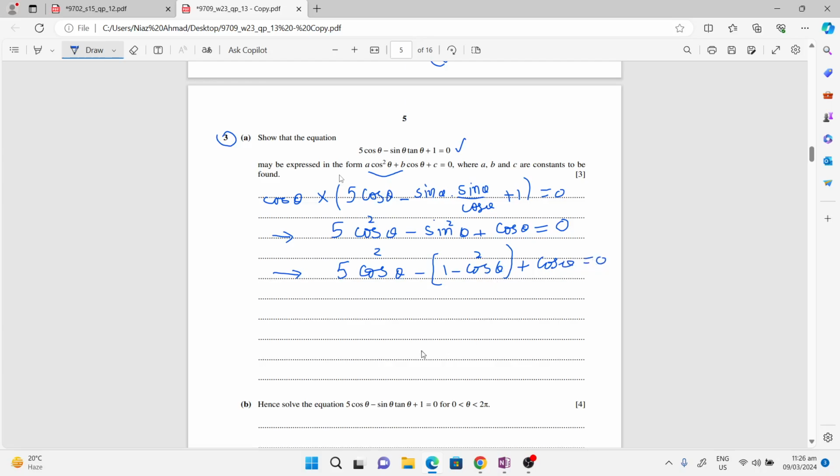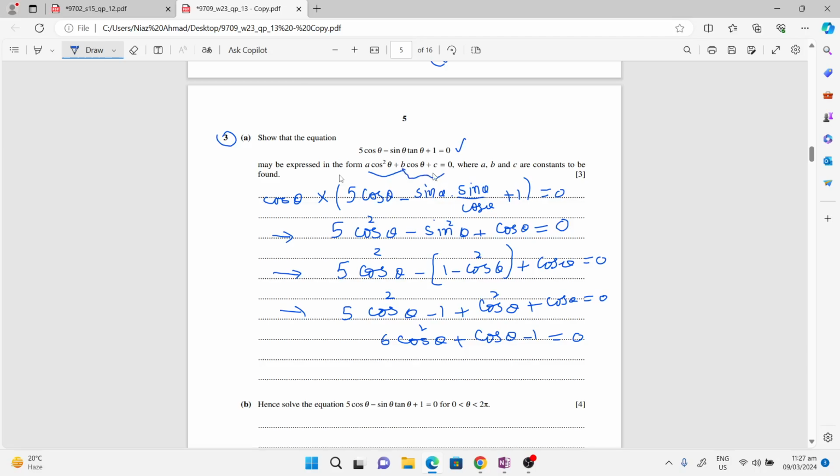Now expand your bracket, and in the next step I get 5 cos square theta minus 1 plus cos square theta plus cos theta equals 0. 5 cos square theta plus cos square theta gives me 6 cos square theta. So it's 6 cos square theta plus cos theta minus 1 equals 0. Is this the same required pattern? The examiner was asking.